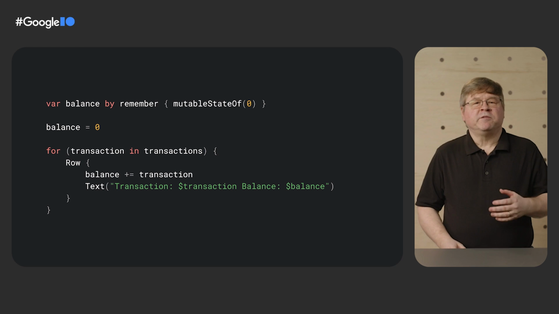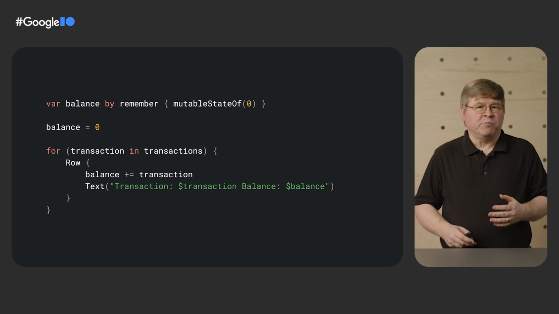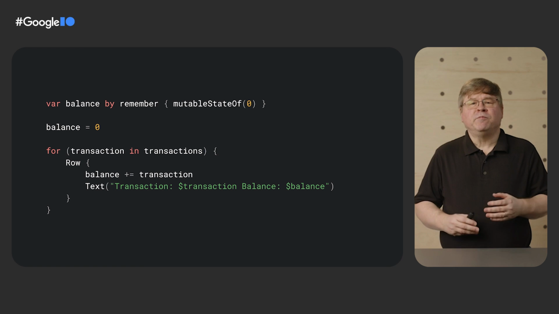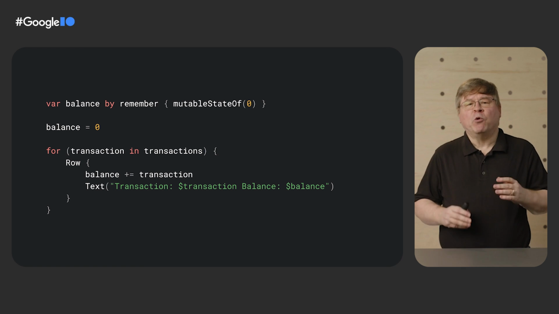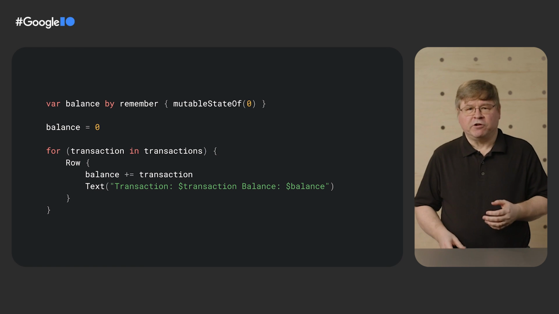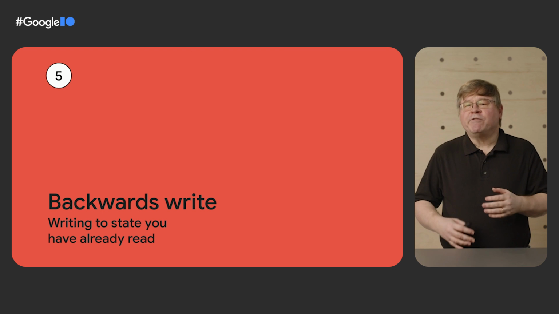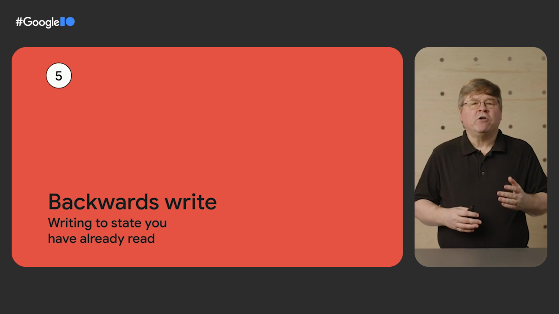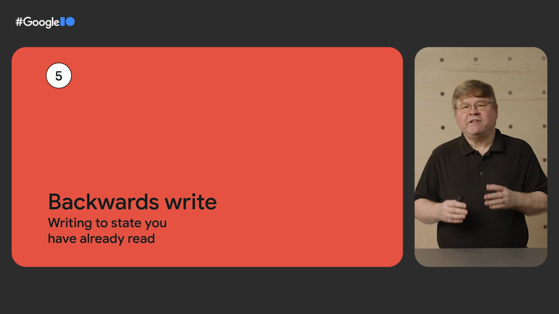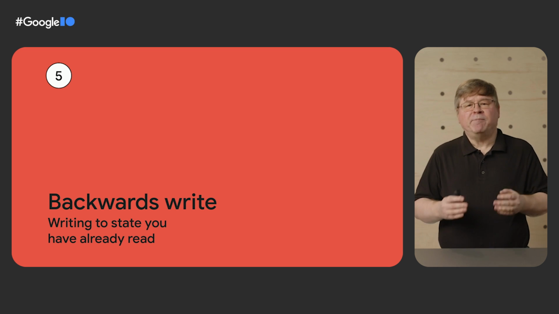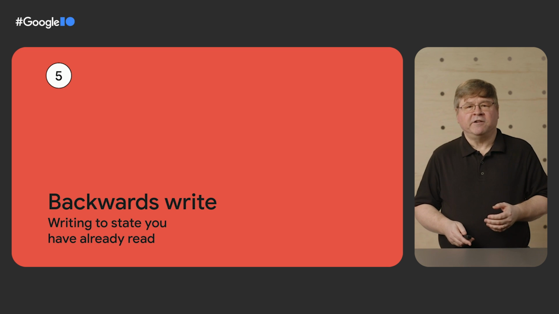The problem turns out to be the line to update the balance. This code violates a core assumption of compose. Compose assumes that once a value has been read, it will not change until after composition completes. You should never write to a value that has already been read in composition. Writing to data that has already been read is what we call a backwards write, and it violates a core assumption of compose and might cause recomposition to occur on every frame, like it does here.